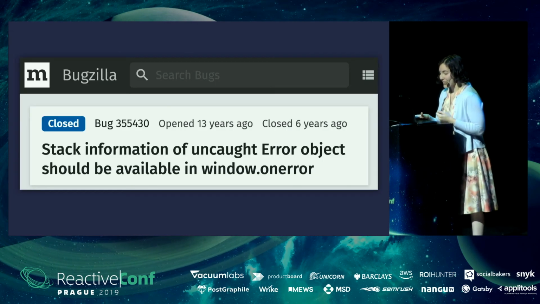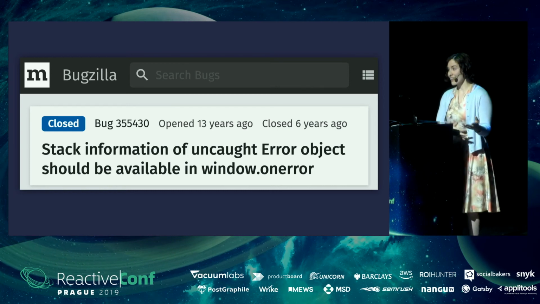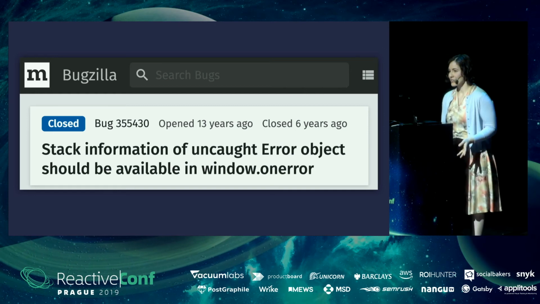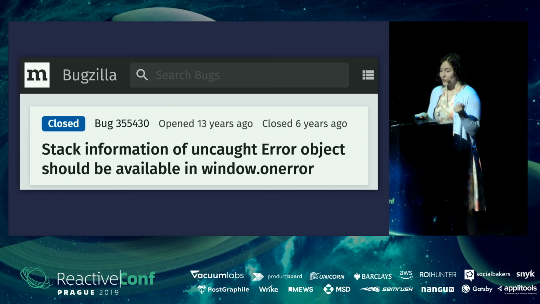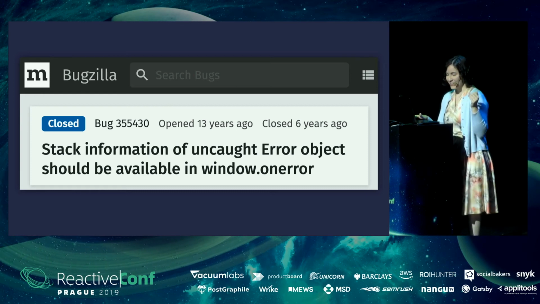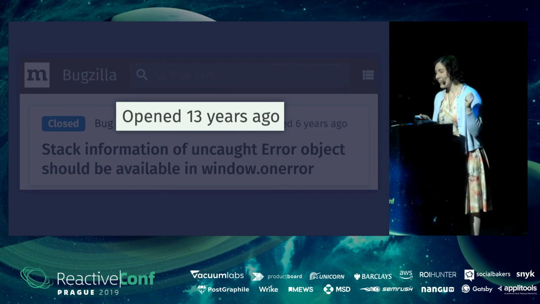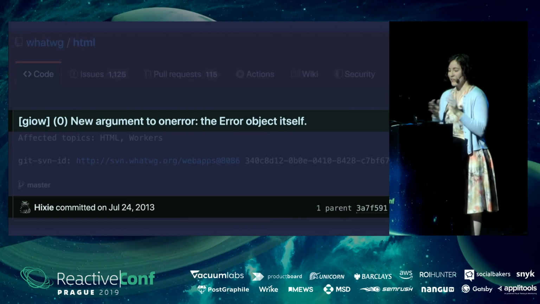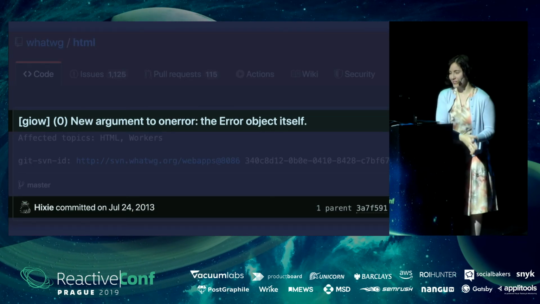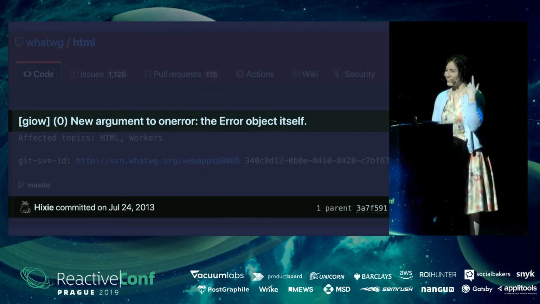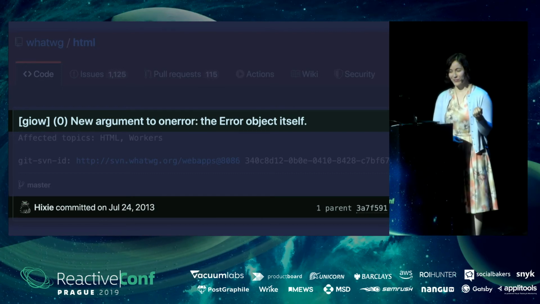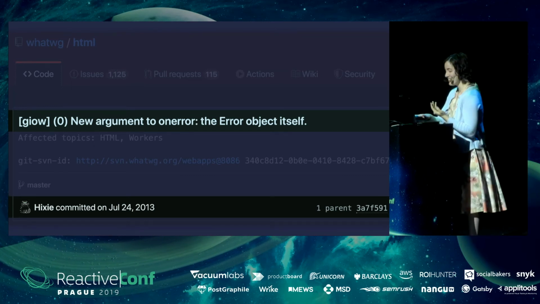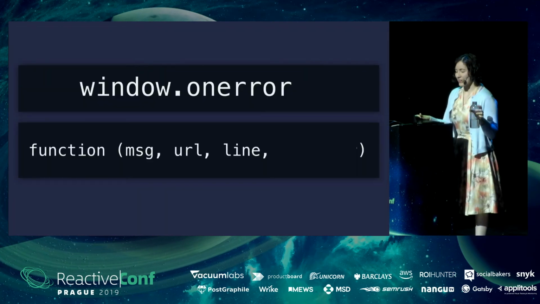Now, even more importantly than that, there's, of course, the idea of getting the stack trace. So up until now, there was still no way to get that stack trace using window.onerror. So what I found interesting about this is this issue was open 13 years ago, and it was closed 6 years ago. It took a little while. But finally, here in 2013, you can see they added that argument, the error object itself, to the onerror handler, which it's funny that it took so many years for onerror to give you the error. I don't know. Now we got those last two parameters.